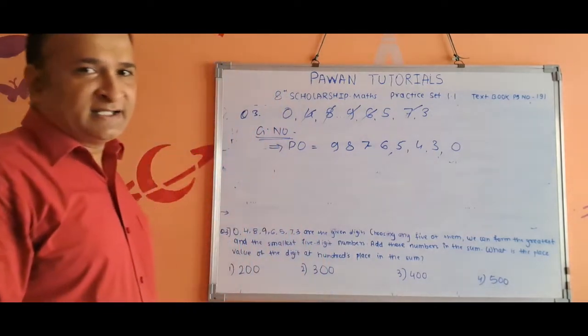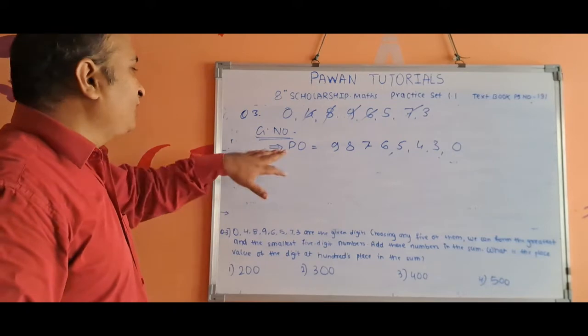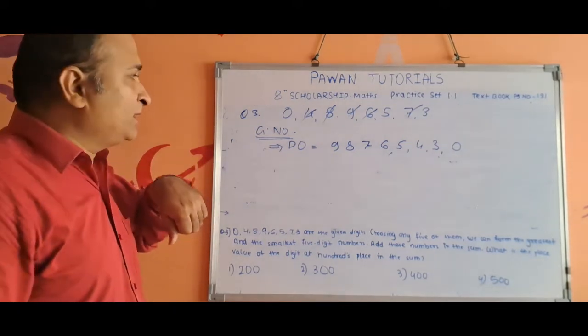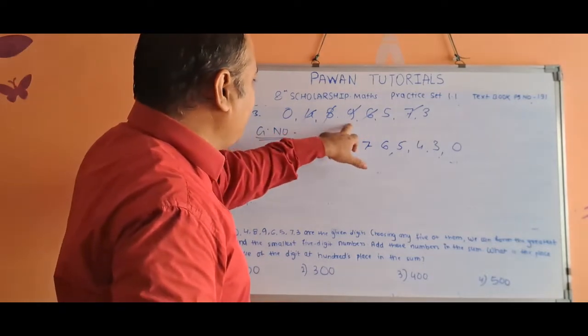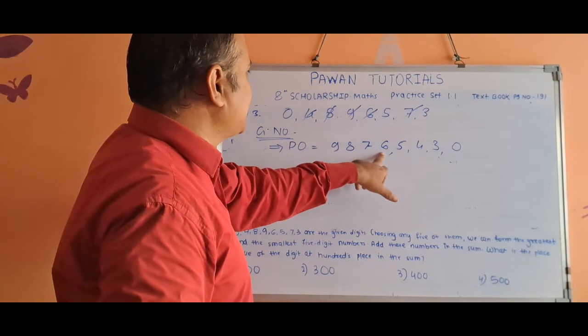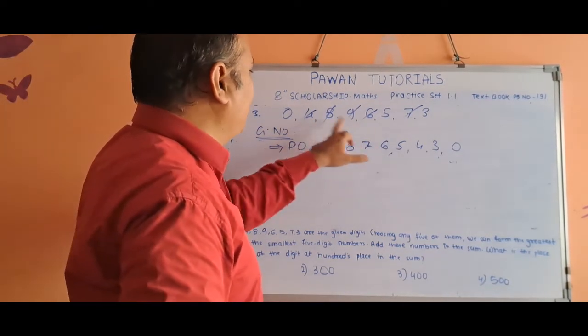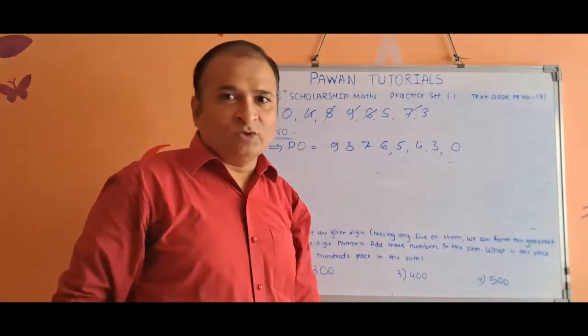Are you understanding, kids? Once again, in order to form the greatest number, we are supposed to follow the descending order. So what I did is I first of all wrote the greatest number 9 followed by 8, then 7, then 6, then 5, then 4, then 3 and finally the last digit would be 0.